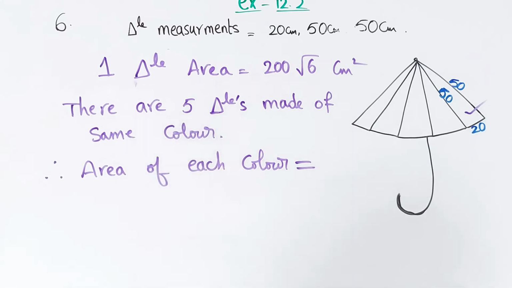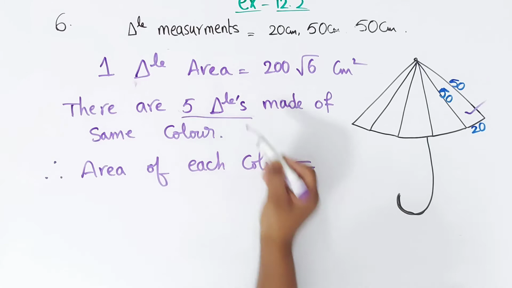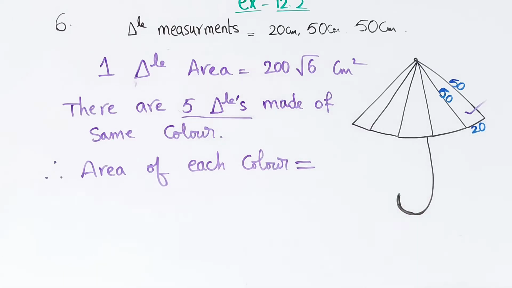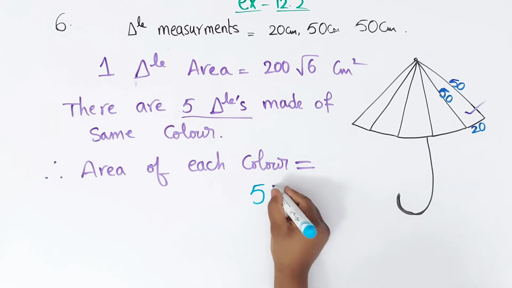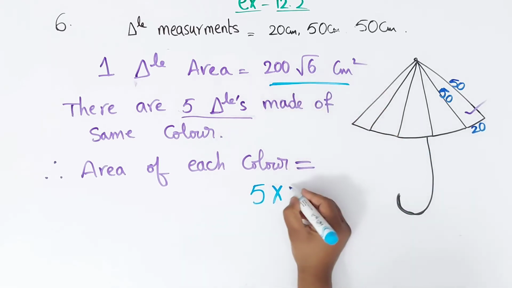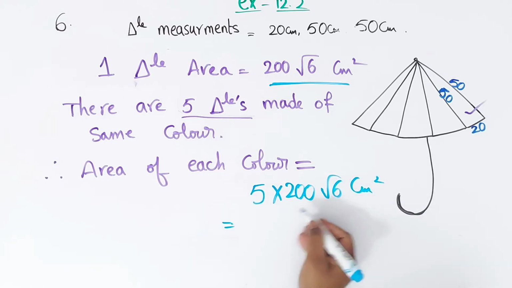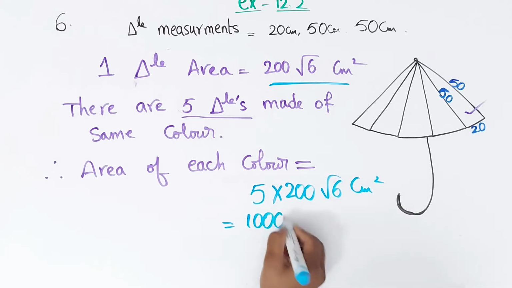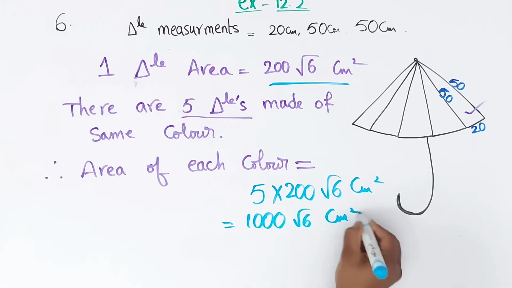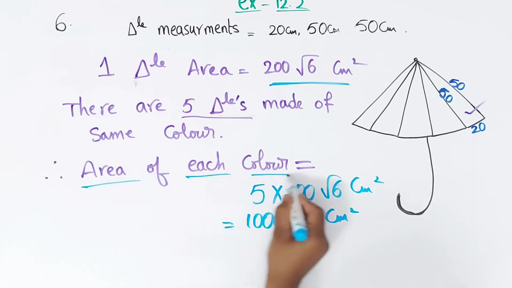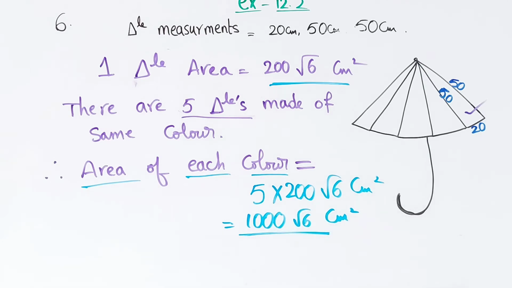There are 5 triangles made of the same color and another 5 triangles with another color. So the area of each color we want. That means 5 into, because 5 triangles are in the same color. What is one triangle area? 200 root 6 centimeter square. Right, children? 5 into 200, 1000 root 6 centimeter square. So the area of each color equals 1000 root 6 centimeter square, children.